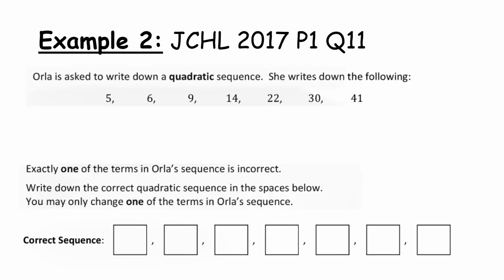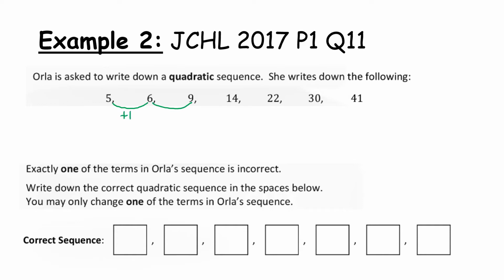So example 2. Orla is asked to write down a quadratic sequence, and she writes down the following. Exactly one of the terms in Orla's sequence is incorrect. Write down the correct quadratic sequence in the space below, and you may only change one of the terms in her sequence.